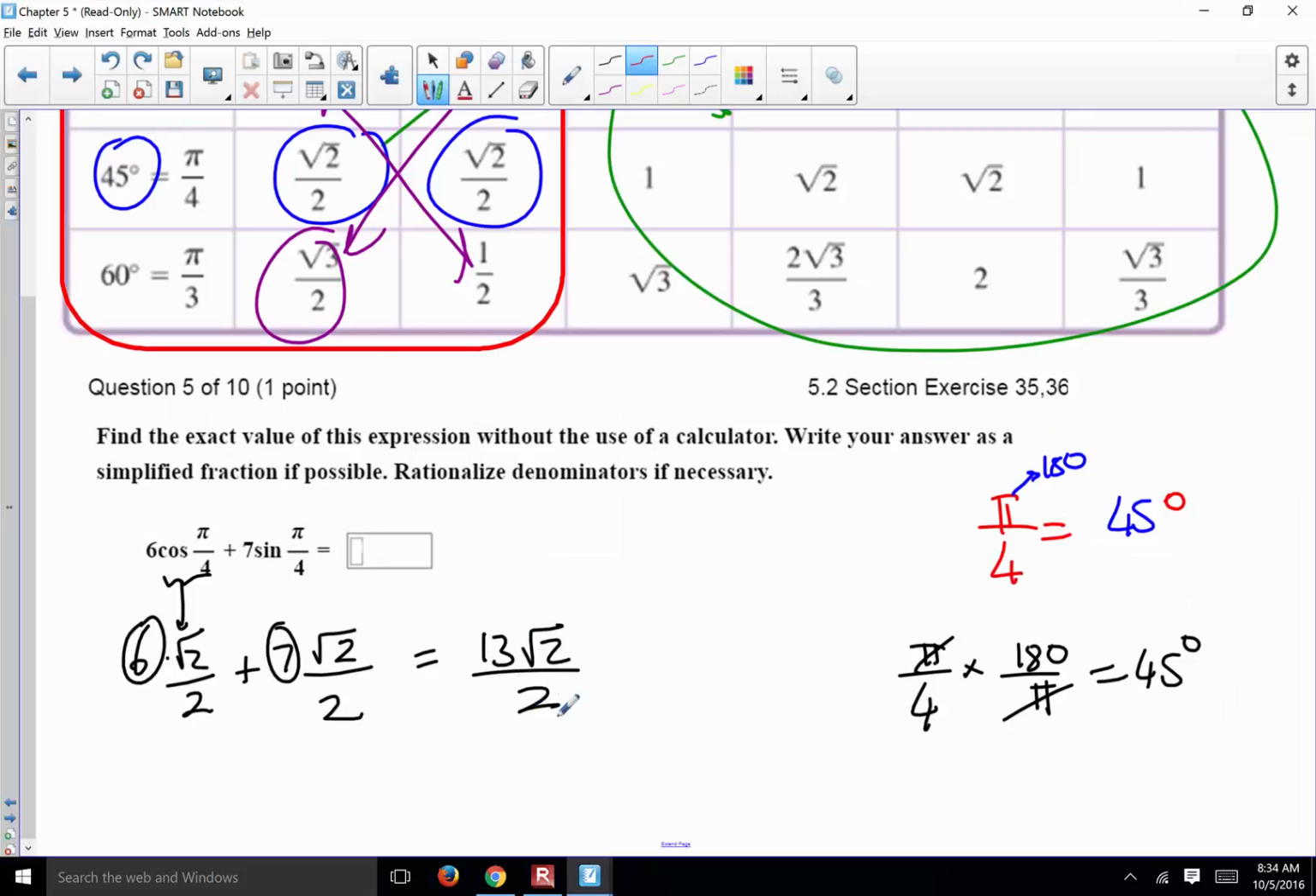Make sure your denominator does not have radicals though. Always rationalize.